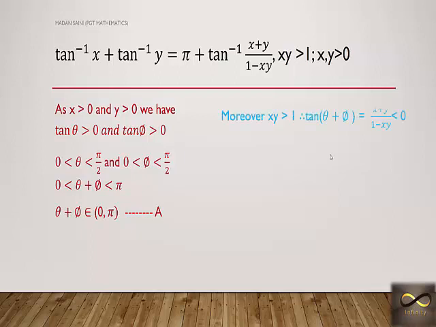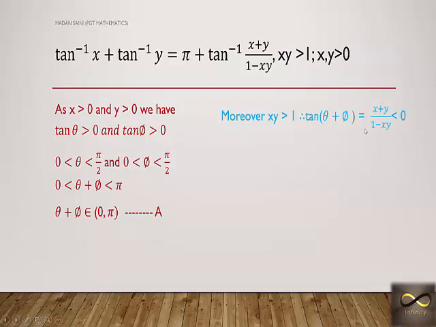Let us discuss another inequality, xy greater than 1. And we proved in the previous slide that tan of theta plus phi is equal to x plus y upon 1 minus xy. As we all know, x and y both are positive, so the numerator will be positive, and xy is greater than 1, so 1 minus xy will be less than 0. Ultimately this whole fraction will be less than 0. Now we can see the tangent value of theta plus phi is a negative number, meaning the tangent value is negative.